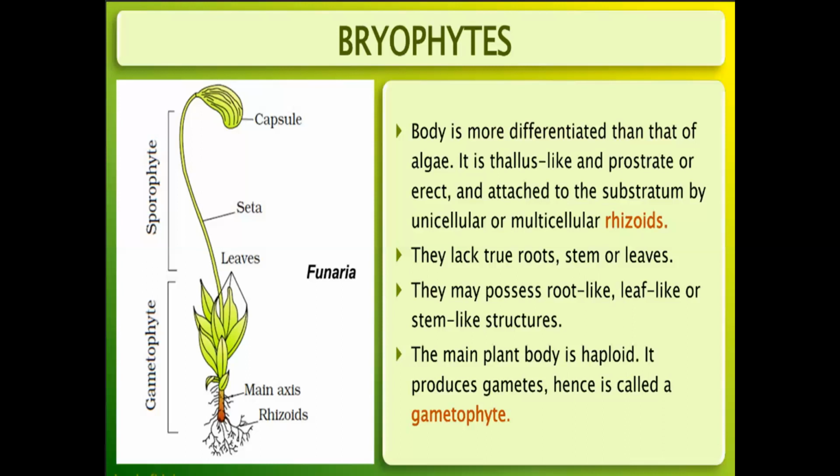Which are the parts of plant? Leaf, root, stem, flower. So you cannot see flower here. Okay, there is no flowering. Flowering you will see later. As we go from algae, bryophyta, pteridophyta, gymnosperm, angiosperm, later you will come across flower. They lack true root, stem, or leaves. Prostrate, erect, and attached to a substratum by multicellular rhizoid. There is no true root or leaf or stem.